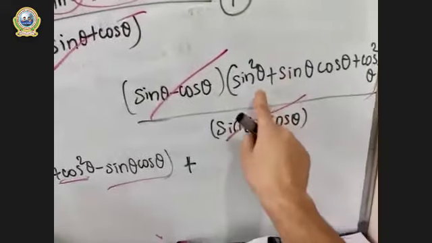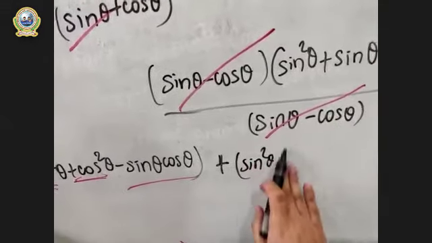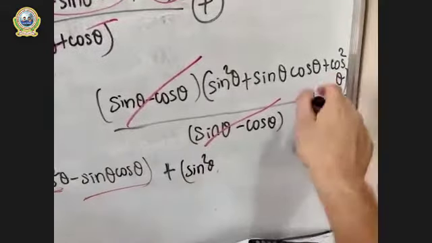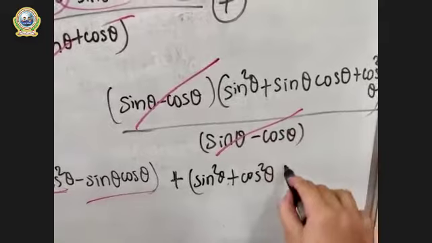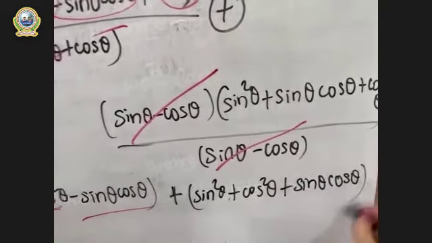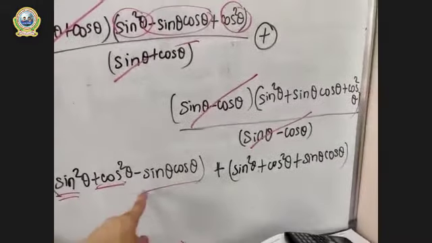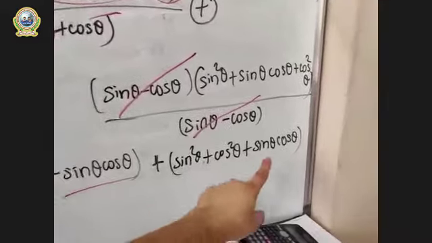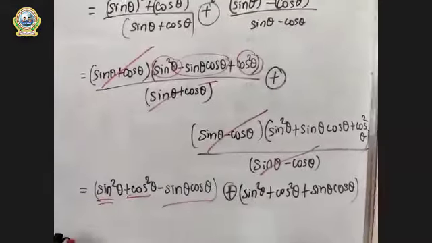So in this part, we do have sine square theta, and at the end part, we have cos square theta plus cos square theta, and in the middle part, we have plus sine theta cos theta, plus sine theta cos theta. Are you clear up to this? Look at here, sine square cos square minus sine cos, sine square cos square plus sine cos, and the sign of the middle has been kept as it is.